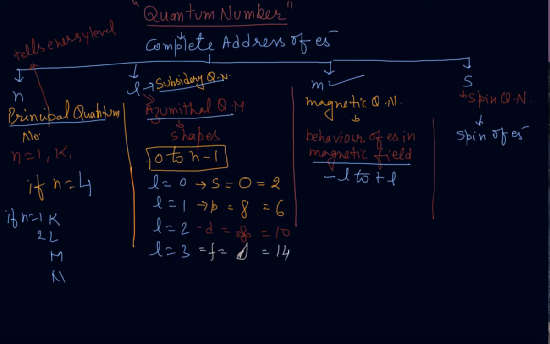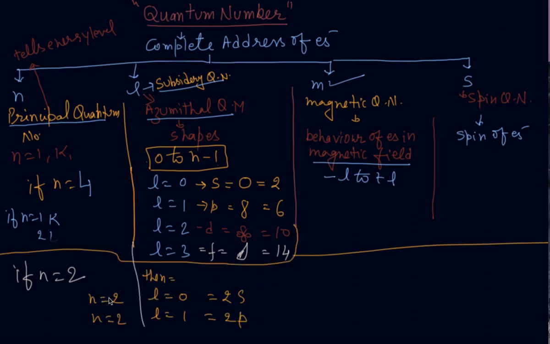Now I'll take one example and explain one more thing. If n is equal to 2, then maybe l is equal to 0 and maybe l is equal to 1. So the first case: n is equal to 2, l is equal to 0, then it is 2s orbital. And if n is equal to 2, l is equal to 1, then it is the 2p orbital. Now come to the next page, exploring and coming to the magnetic quantum number.